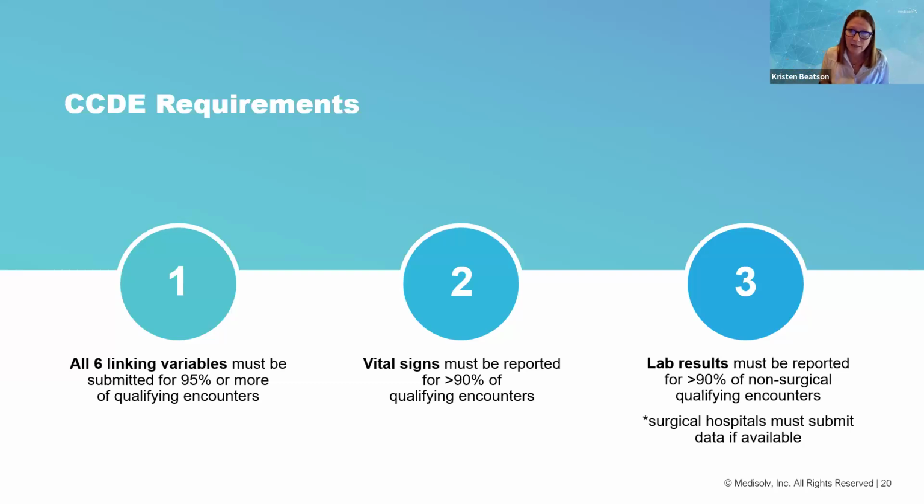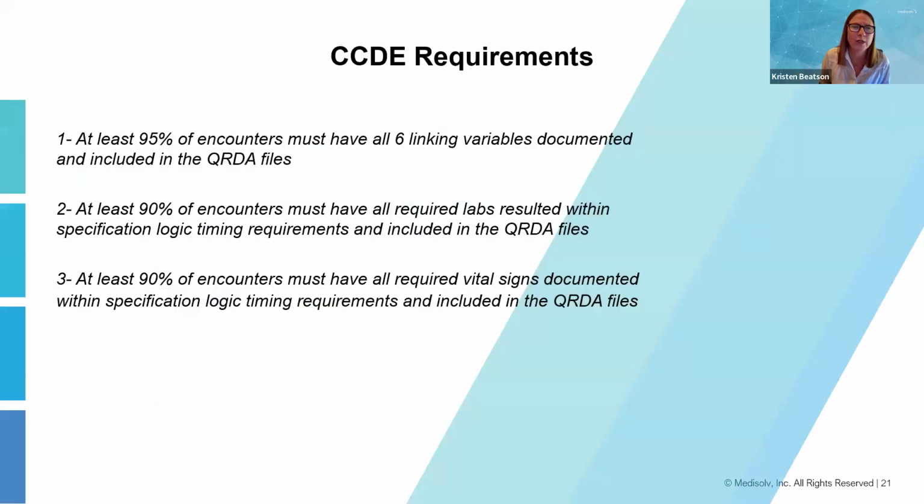So all 6 linking variables must be submitted for 95% or more of qualifying encounters to meet CMS's requirement. 90% or more of qualifying encounters have to have all of the vital signs, and 90% or more of non-surgical qualifying encounters must have the lab results. Surgical hospitals must submit the data if it's available. So there isn't a true exemption for surgical hospitals. They want you to submit data if you have that data available. Next slide, and I'll explain this a little bit more.